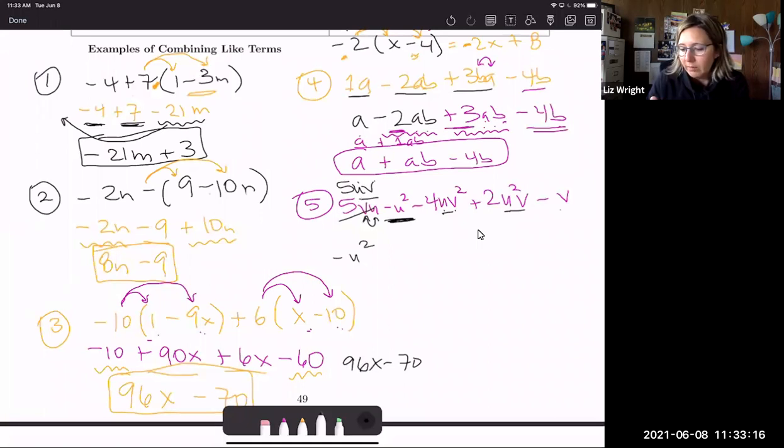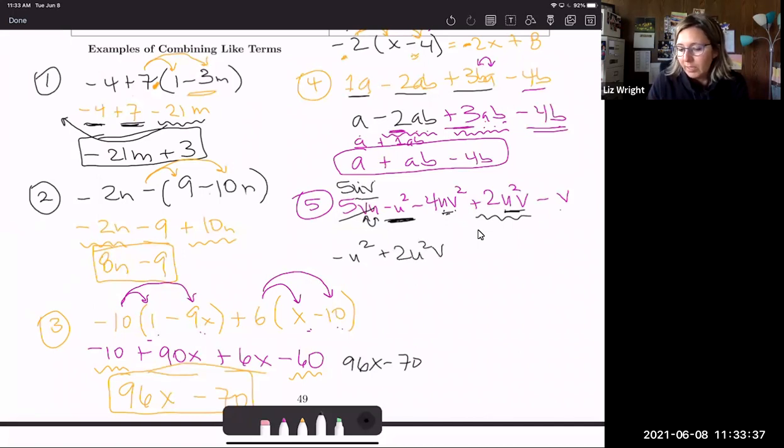And then the next ones, you have to sort them out. We've got uv, uv squared, u squared v. Alphabetically, they are all the same. They're uv, uv, uv. So now you look at the power and you say, which one of the u's has the highest power? And it's this one. So that's the one I'm going to write down next, plus 2u squared v.